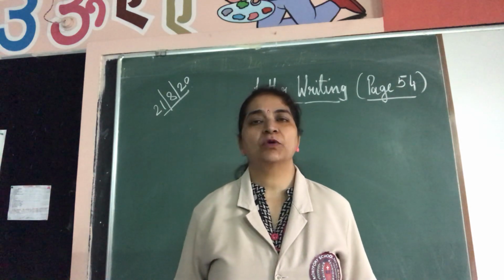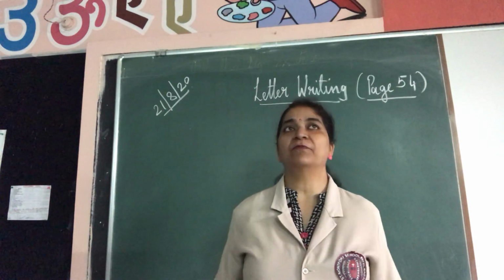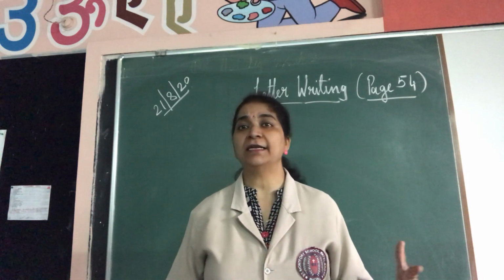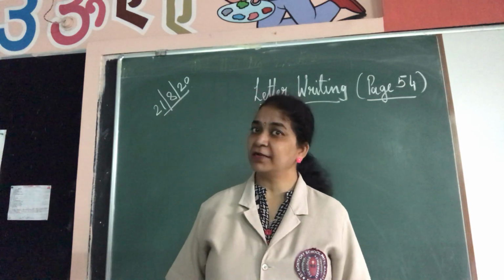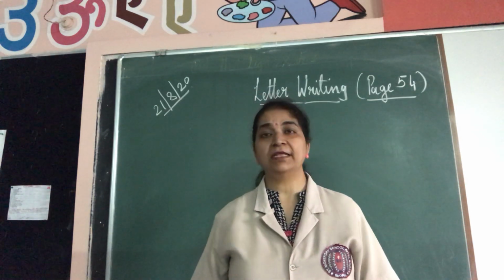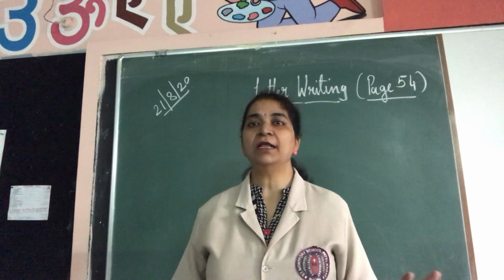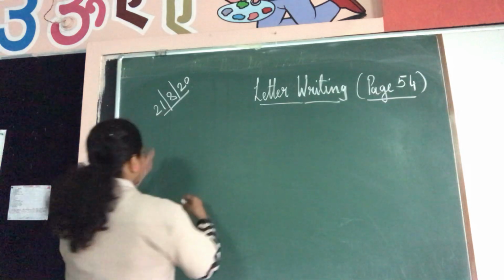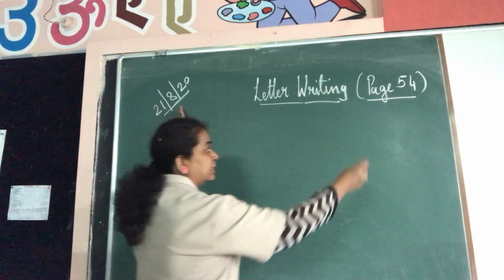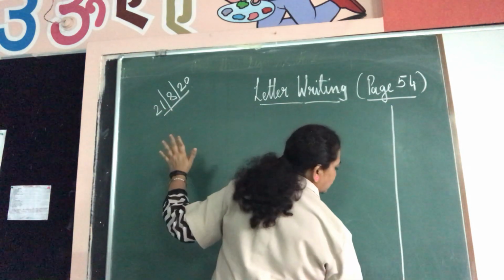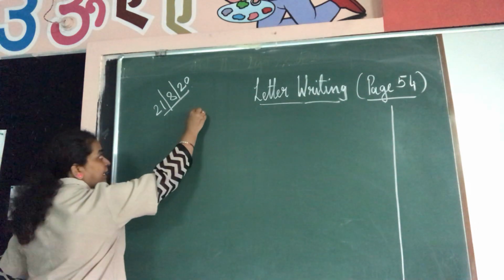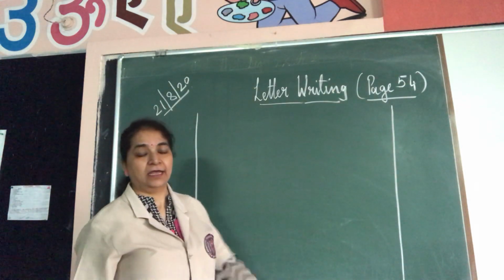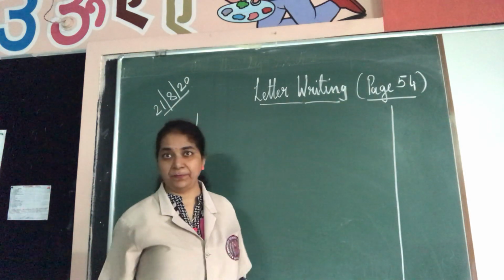Okay children? So first, some format. I will tell you about the format, how to write a letter to your friend. After that we will do the letter given in the book. First of all, whenever you are writing a letter, see that there is a margin over here, and a margin over here. Both margins are there. You will write the letter in between.